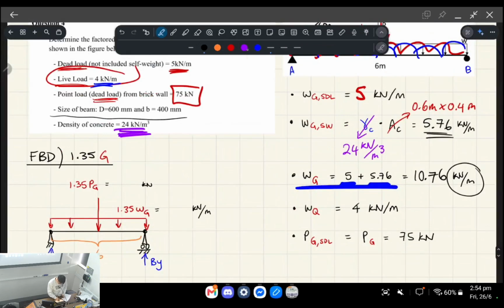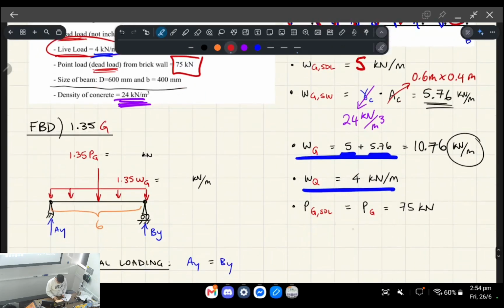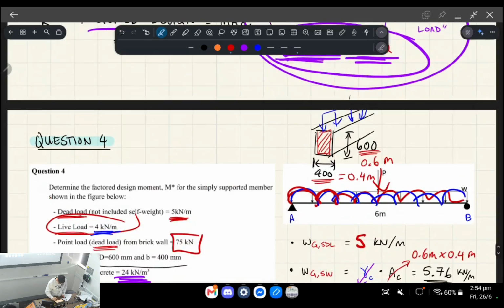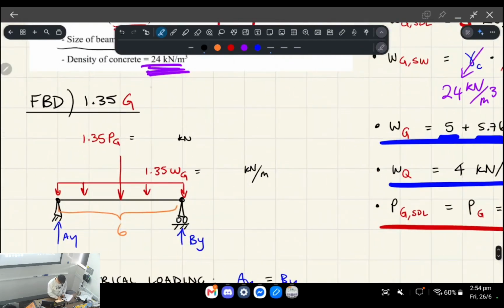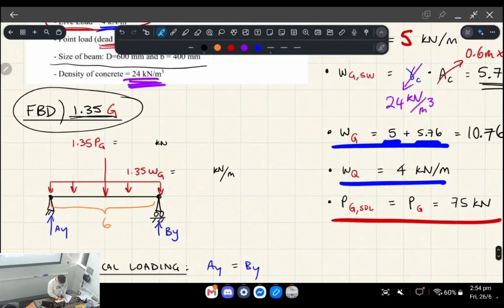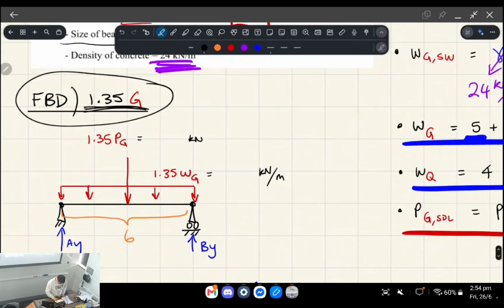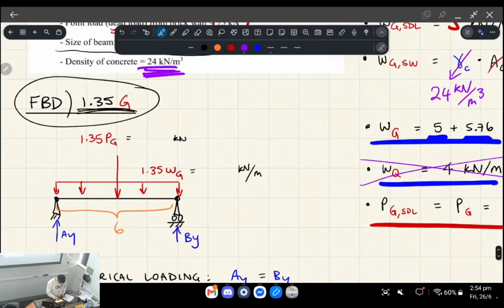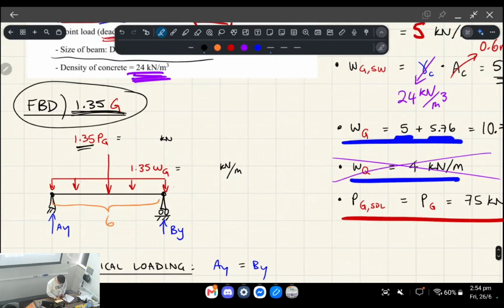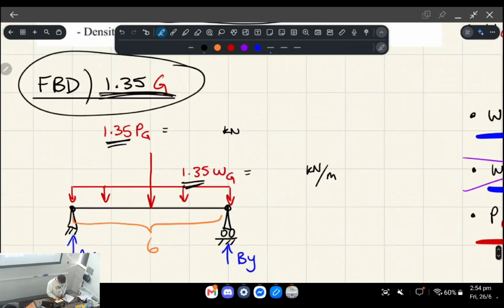And then we were already told in the question that the live load was 4 kilonewtons per meter. And we were already told that that point load due to the brick wall was 75 kilonewtons, okay? So when we're considering the free body diagram of our load combination 1.35G, we actually completely ignore the live loading, okay? And what we do is we just consider the dead loads and we scale it up by 35%. Okay, so that gives us these numbers, all right?